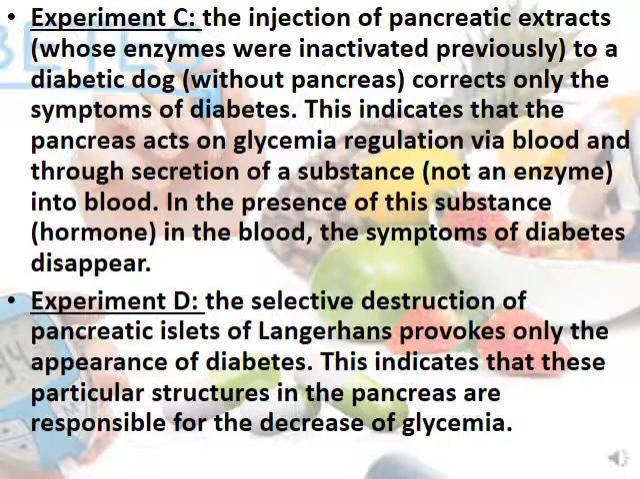It's not an enzyme in the blood. So in the presence of this substance, which is a hormone in the blood, the symptoms of diabetes disappear. While in experiment D, the selective destruction of the pancreatic islets of Langerhans provokes the appearance of diabetes. This indicates that these particular structures, the islets of Langerhans, are responsible for the decrease of glycemia.